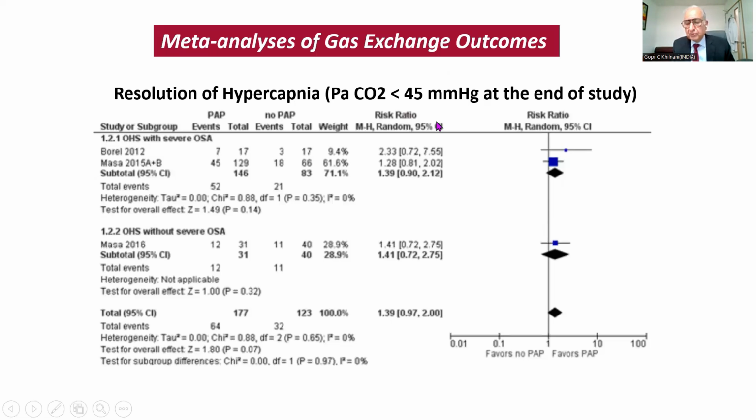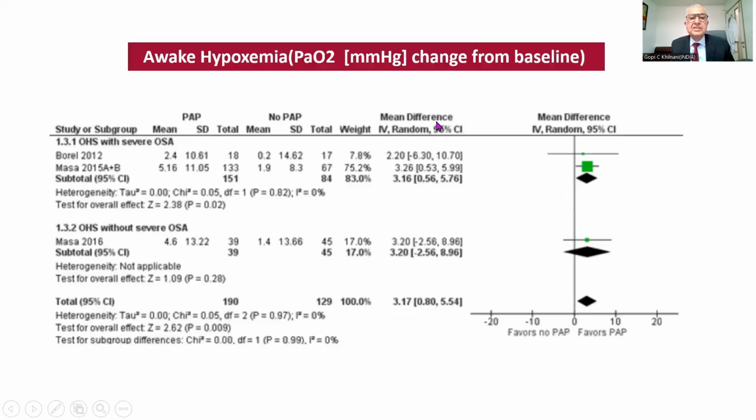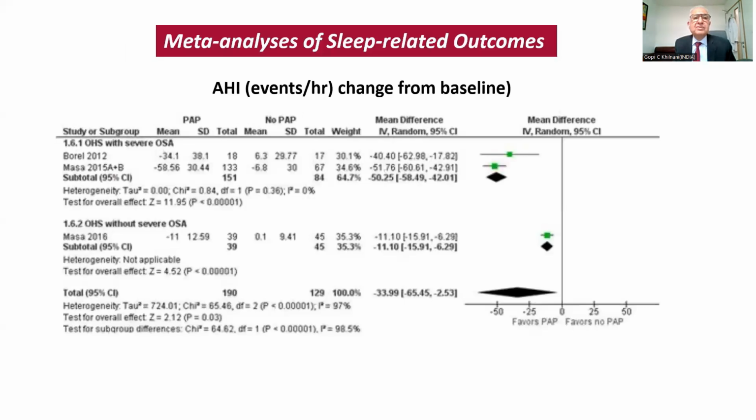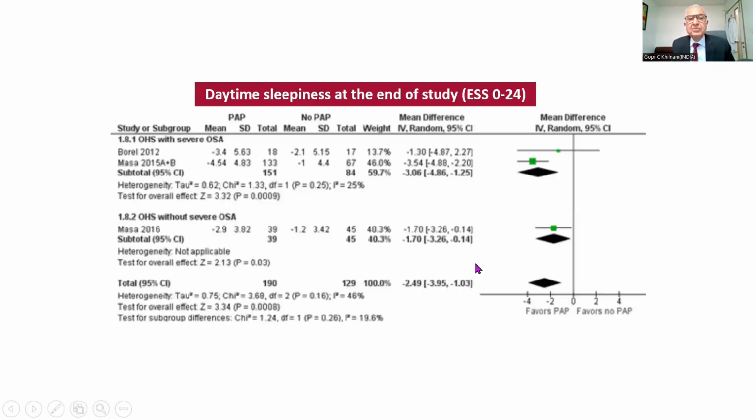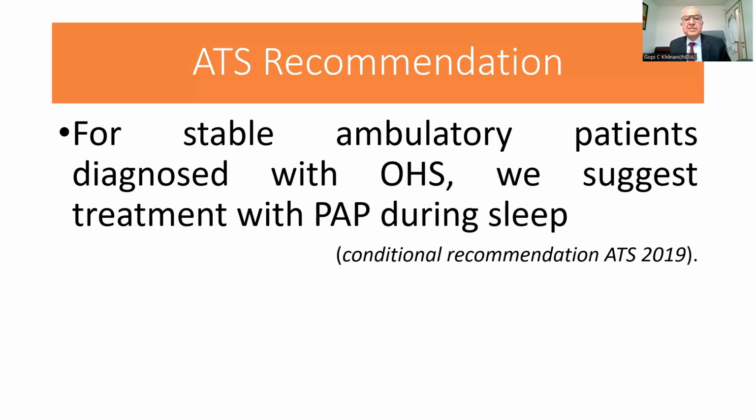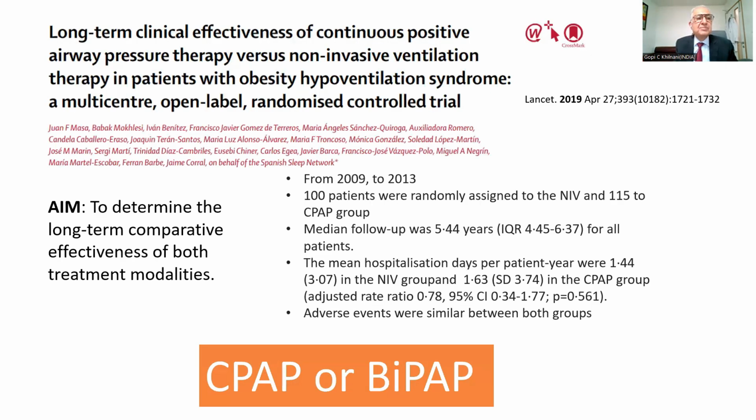The CO2 improved with PAP therapy. So all the parameters improved: awake hypoxemia improved, the AHI improved. You can see a distinct improvement with PAP therapy. The quality of life improved, and daytime sleepiness also improved. So the ATS recommendation said that for stable ambulatory patients diagnosed with OHS, we should give PAP therapy.